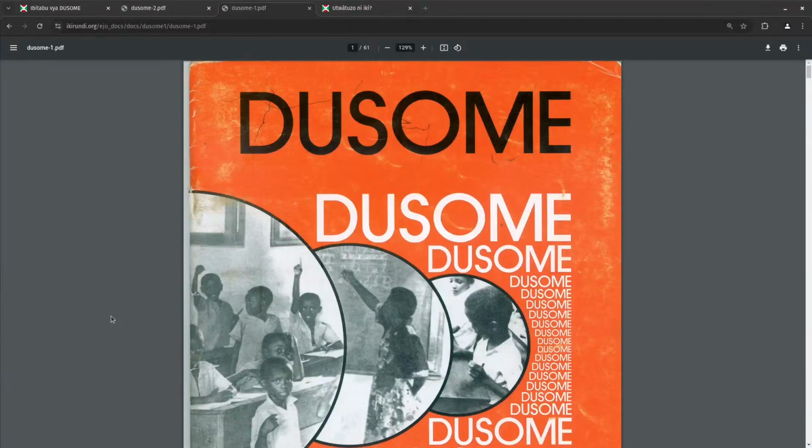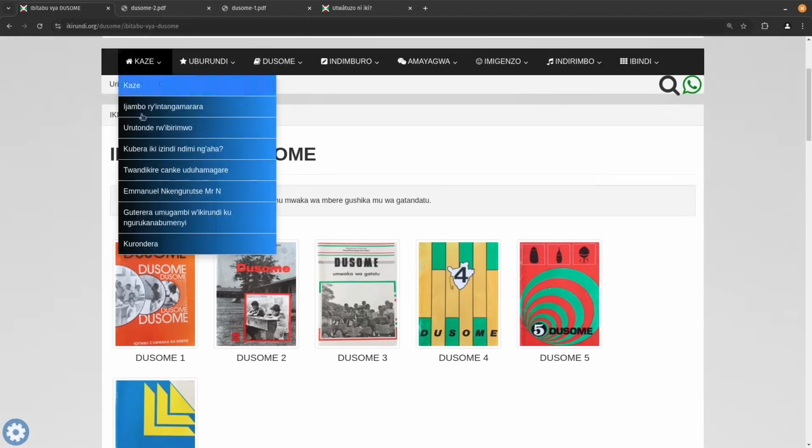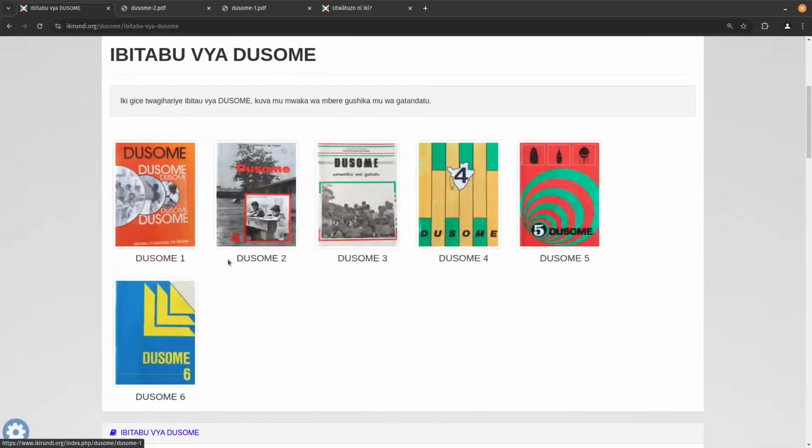Ikirundi is a very easy language to learn how to read. If you've learned the alphabet in the last video, we can begin actually attempting to read in Kirundi. This is a book called Dusome. I found this book on this website called Ikirundi.org that has a series of these books from 1 to 6.